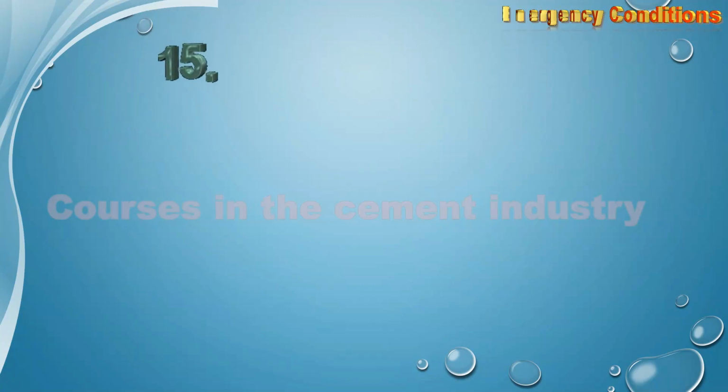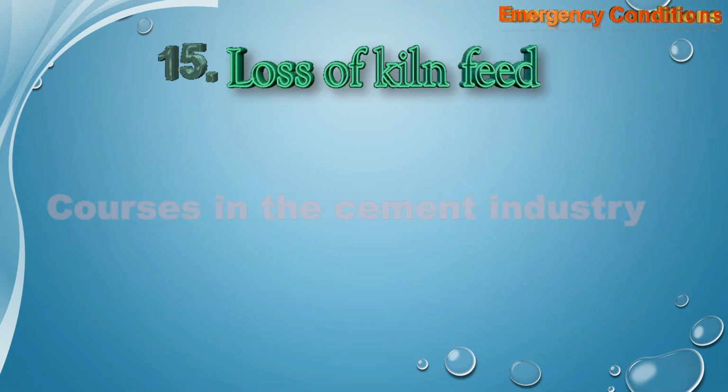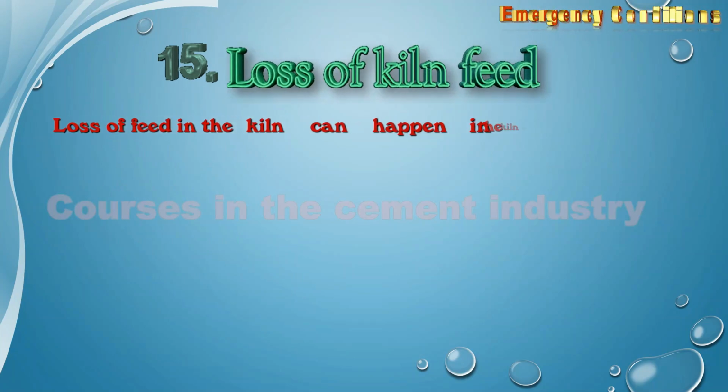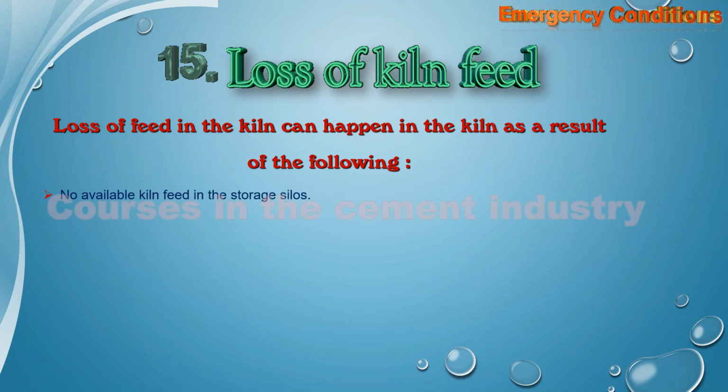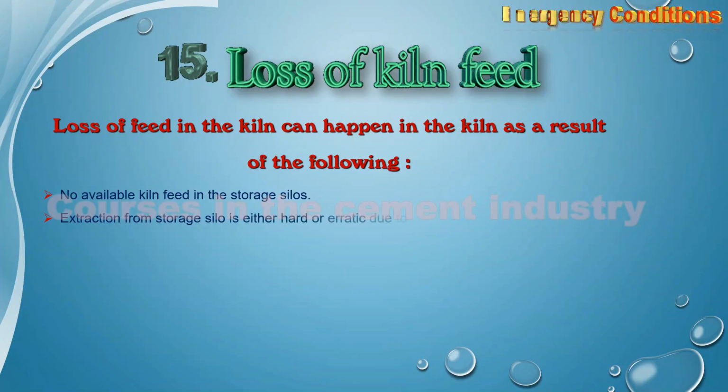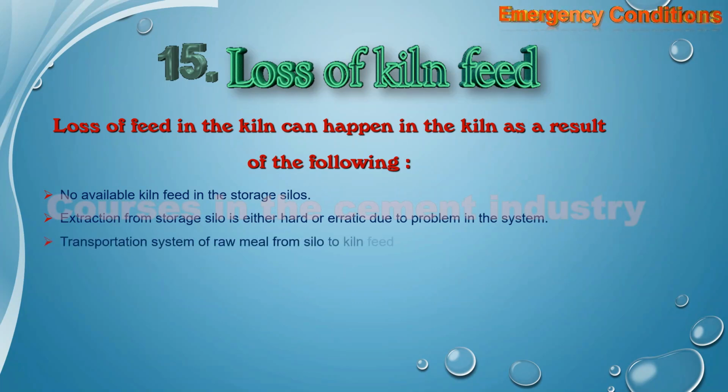15. Loss of kiln feed. Loss of feed in the kiln can happen as a result of the following. 1. No available kiln feed in the storage silos. 2. Extraction from the storage silo is either hard or erratic due to a problem in the system. 3. The transportation system of raw meal from the silo to the kiln feed bin is out of order.